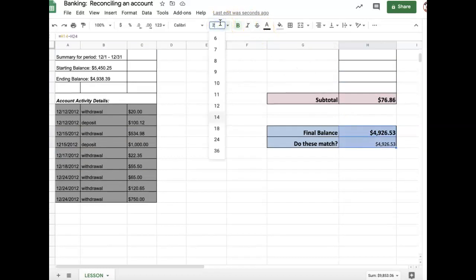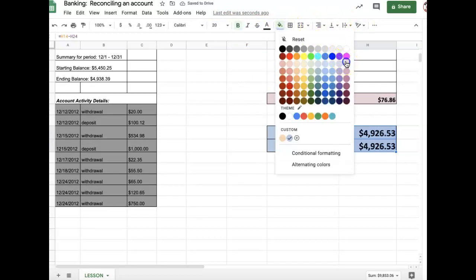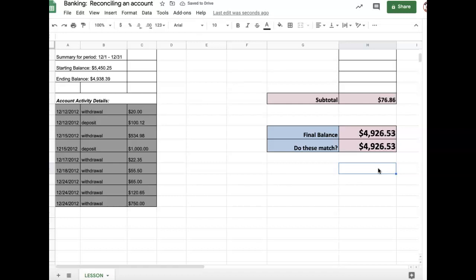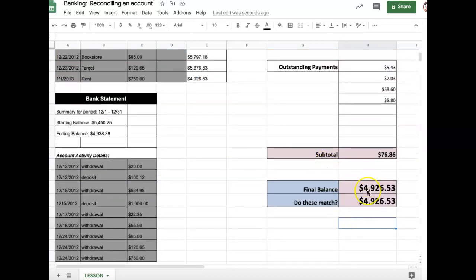So long story short, you want these two cells to match. And if they do, you are correct. You have balanced your bank statement, balanced your checkbook, reconciled your statement, however you want to word it. If these two numbers are different, something went wrong. So most likely tomorrow, you will have a few scenarios where you'll have a situation just like this, and you'll use a worksheet similar to this to try to get them to match. And if they do, you have reconciled your bank statement. Good luck.